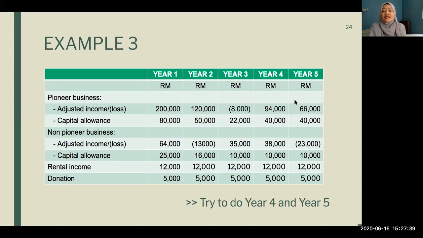Alright. So I think that's all for today. Thank you for your attention and thank you for your participation. I know that it's a bit stressful on this topic. It's a bit different, the computation. But you will appreciate this topic when you do a lot more tax incentives when you do your advanced taxation.